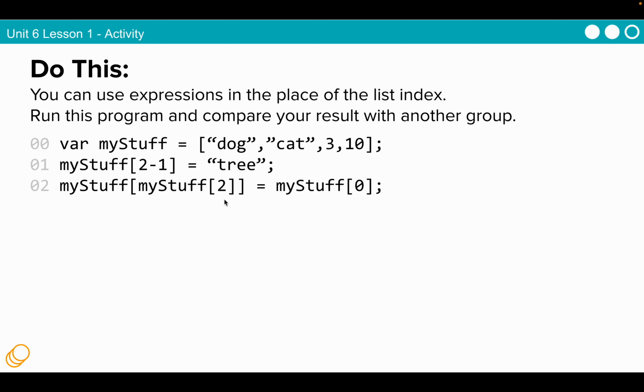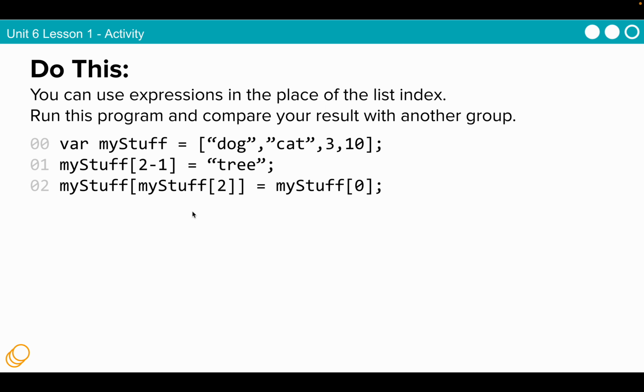Now, this is getting a little tricky. Okay, first we need to evaluate my stuff 0. What is my stuff 0? It's going to be dog. So that's going to be on the right side. Then we need to evaluate my stuff 2. All right, what is at the index of 2? 0, 1, 2, the number 3. So ignore this and put the number 3.